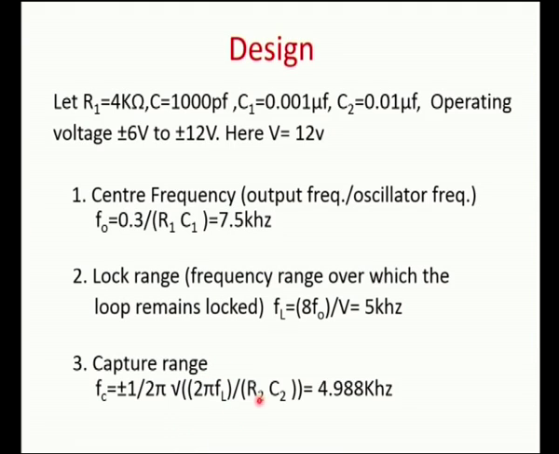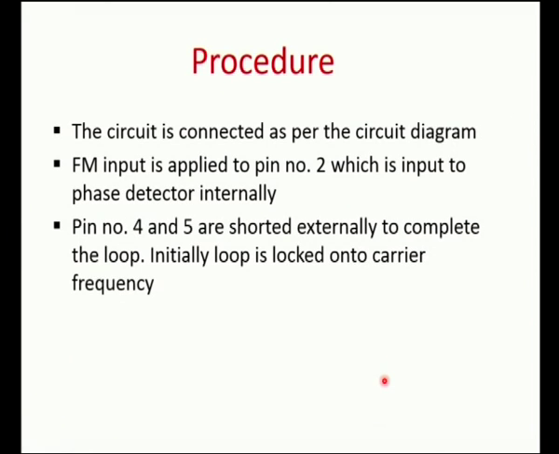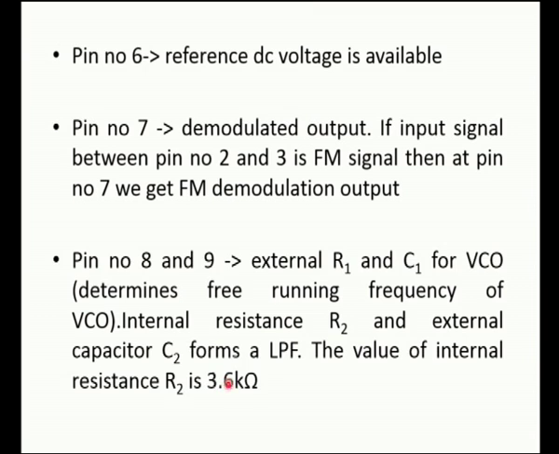The capture range of the PLL, FC, is 1 by 2 pi times the square root of 2 pi FL divided by R2 into C2. When you substitute the lock range value of 5 kilohertz, R2 the internal resistor that is already set, and C2 as 0.01 microfarads, we get the capture range equal to 4.988 kilohertz. The R2 value is already set to 3.6 kilo ohms, and it works with the external capacitor C2.